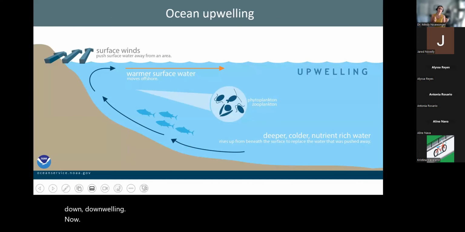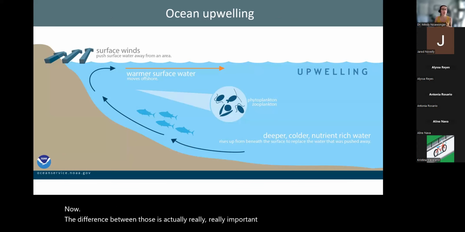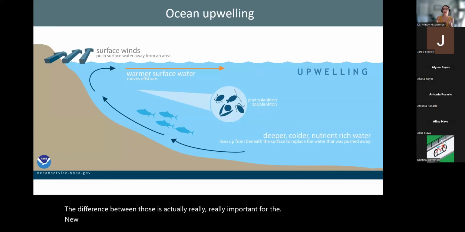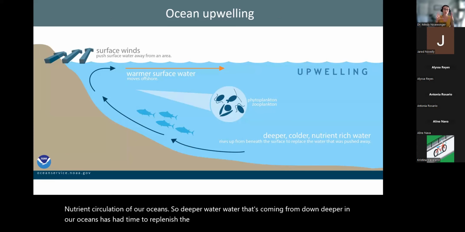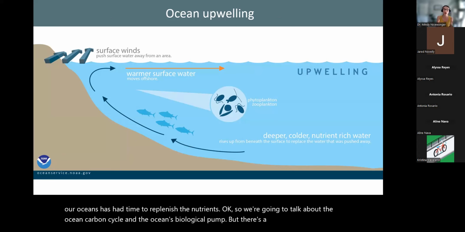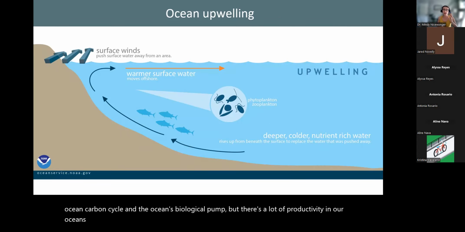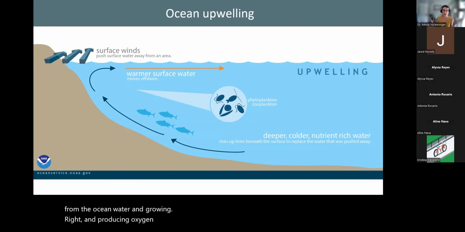Now, the difference between those is actually really, really important for the nutrient circulation of our ocean. So deeper water, water that's coming from down deeper in our oceans, has had time to replenish the nutrients. Okay, so we're going to talk about the ocean carbon cycle and the ocean biological pump, but there's a lot of productivity in our oceans. We have the phytoplankton, the little tiny plants that are harvesting carbon dioxide from the ocean water and growing, right? And producing oxygen. They produce a whole lot of oxygen.